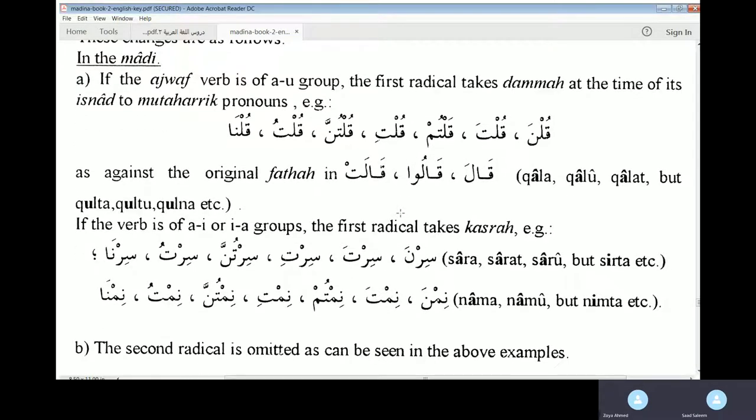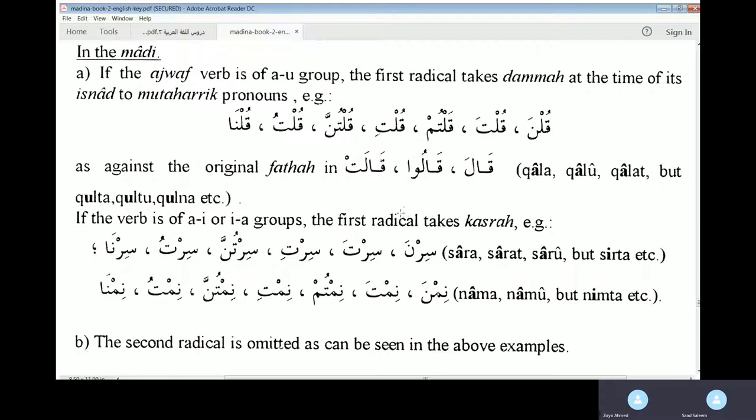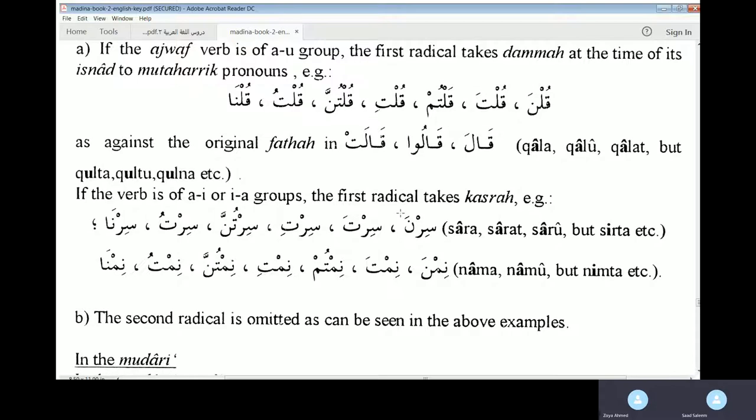As against the original fatha in qala, qalu, qalat. If the verb is of the fatha, kasra or kasra and fatha groups, the first radical takes kasra. Sirna, sirta, sirtu, sirti, sirtunna, sirtum, sirna. Nimna, nimta, nimtum, nimti, nimtunna, nimtu, nimna.